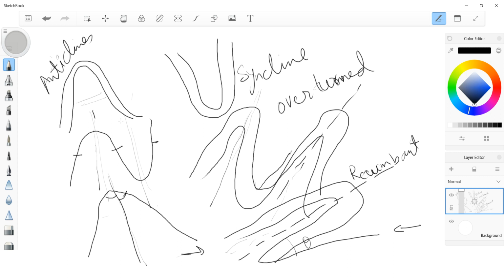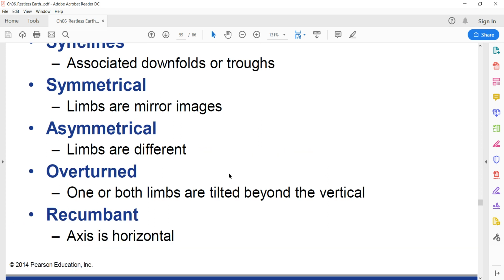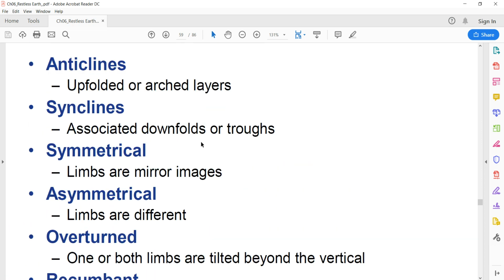So these different kinds of folding: anticline, syncline, symmetrical, asymmetrical, recumbent, or overturned folding. In the case of recumbent, the axis is almost horizontal. Overturned, one or both limbs are tilted beyond the vertical. So make sure that you remember these definitions. Anticlines are upfolds or arched layers, synclines are downfolds or troughs.